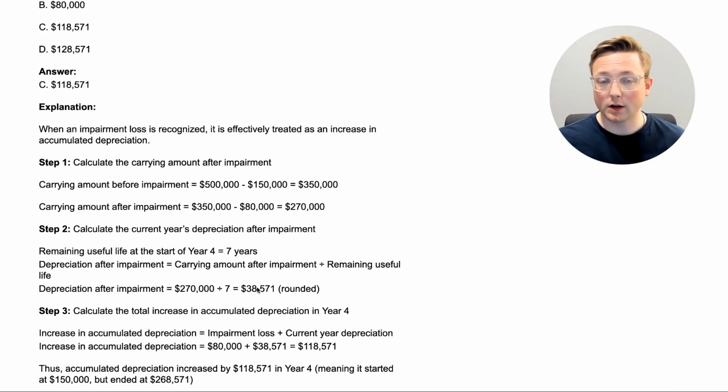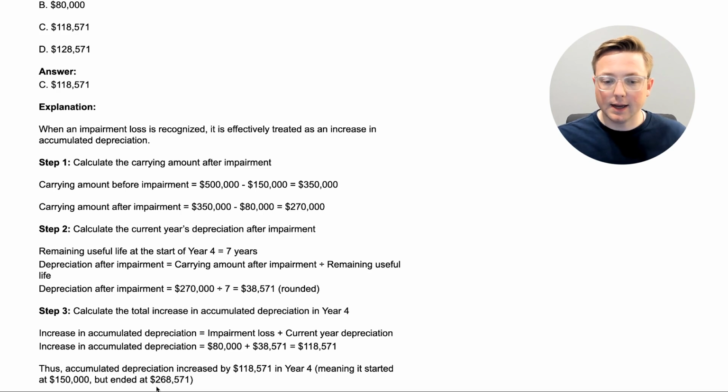Now, this is where you might have gotten caught up. This is also going to be included in year 4. So there is still depreciation in year 4, and there was the impairment loss. So the increase to accumulated depreciation was the impairment loss plus the depreciation after you figured out the impairment loss and how that affected the carrying amount. So $118,571 is the increase to accumulated depreciation.